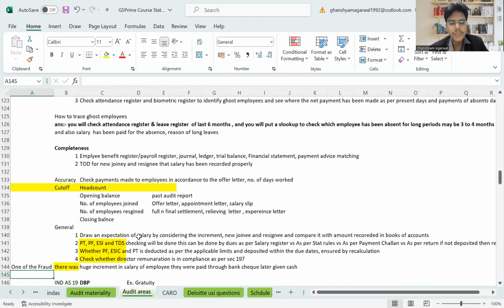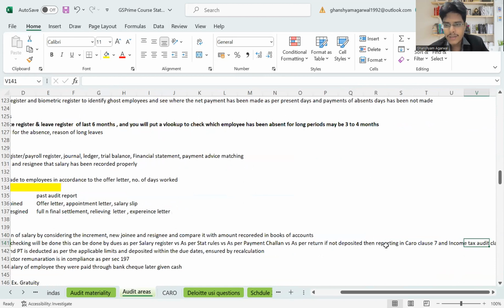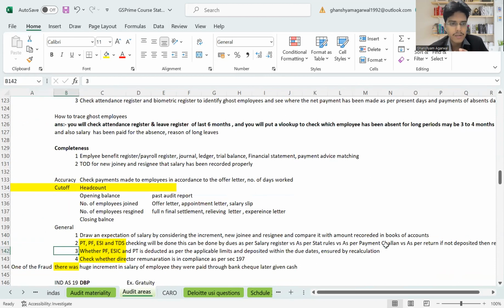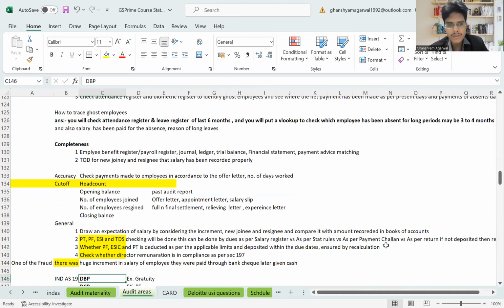Then generally draw an expectation of salary by considering the increment, new joinee, resignee, and the variance analysis. Some employees may have been paid suddenly much more, so compare with the amount recorded. Then checking will be done of dues as per the salary and as per the statute, payment challan testing and all, and reporting in CARO clause 7, income tax clause, that also we have to check. They are deducted as per the applicable limit and deposited within the due date. CARO compliance. Director remuneration in accordance with this.